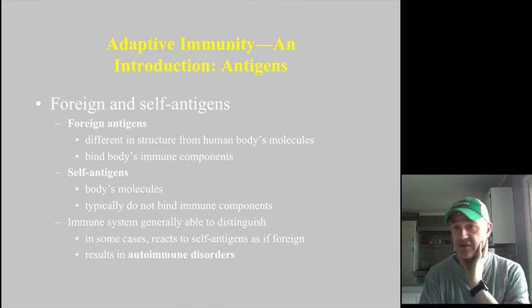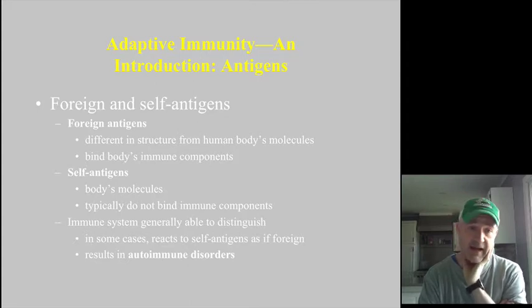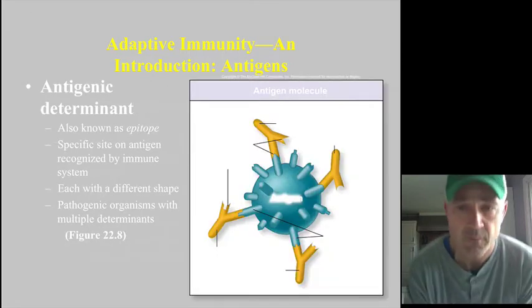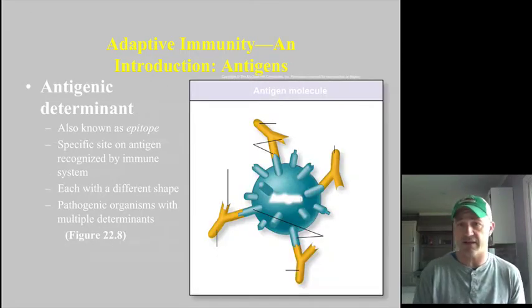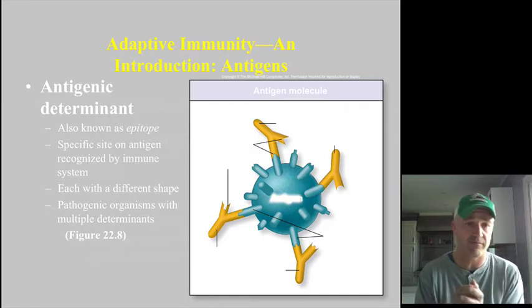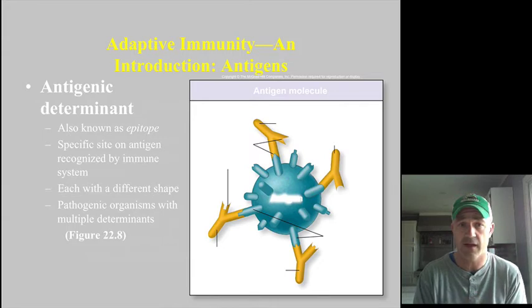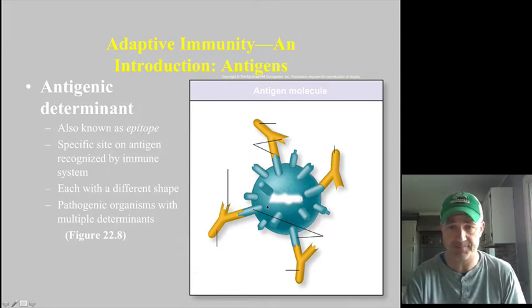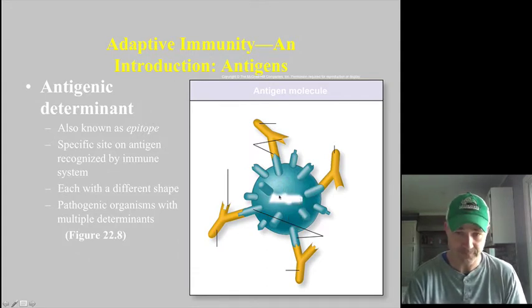It should be the foreign antigens that trigger an immune response and not self-antigens. And again, usually the body is able to tell these things apart. So what are some of these antigens? Well, an antigen is technically any molecule that the immune system is going to recognize as foreign. Let's say this whole thing right here is the antigen over here.